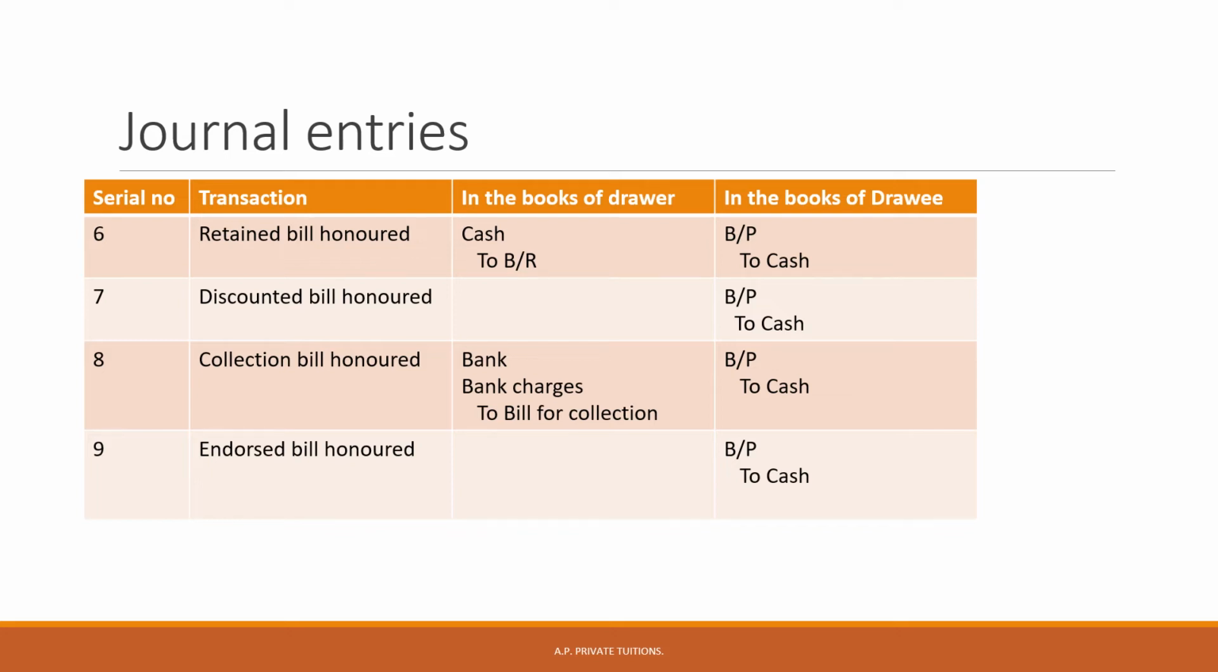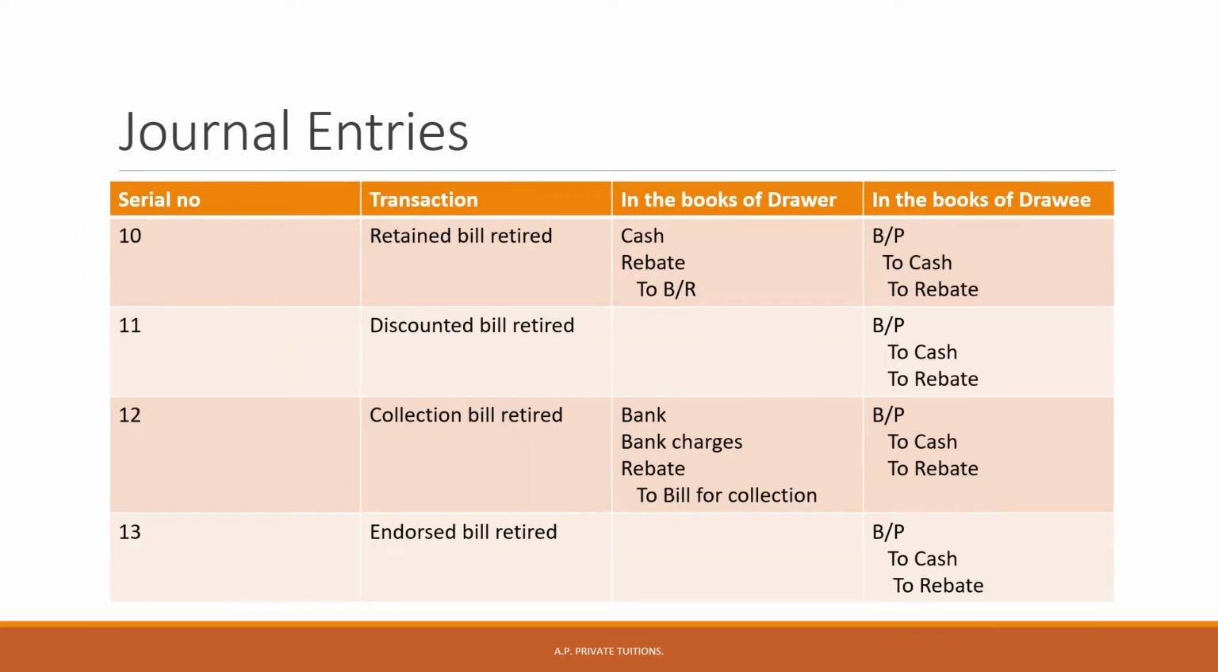Let's move to the next slide. This is all these four types of bill retired. Retired means the bill is honored before the due date. It is the same as money being paid, but the money is paid earlier. The bill is for 3 months, and the money is paid within 2 months. So when anyone is paying the money before time, that person will ask for a discount. That discount we call rebate.